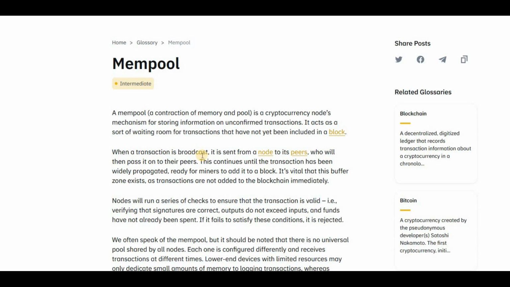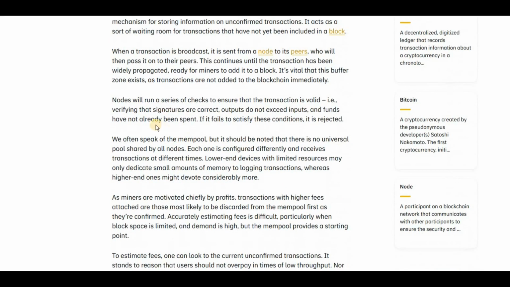When a transaction is broadcast, it is sent from a node to its peers, who will then pass it on to their peers. This continues until the transaction has been widely propagated, ready for miners to add it to a block. It is vital that this buffer zone exists, as transactions are not added to the blockchain immediately. Nodes will run a series of checks to ensure that the transaction is valid, i.e. verifying the signatures are correct, outputs do not exceed inputs, and funds have not already been spent. If it fails to satisfy these conditions, it is rejected.